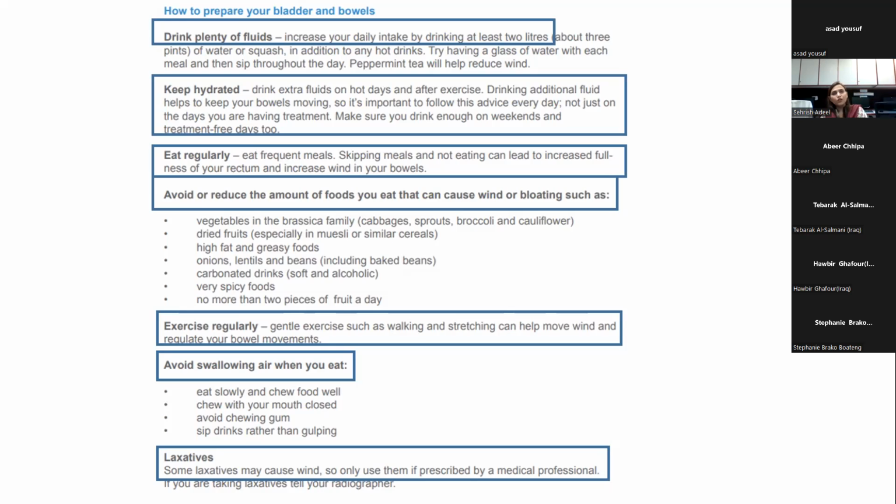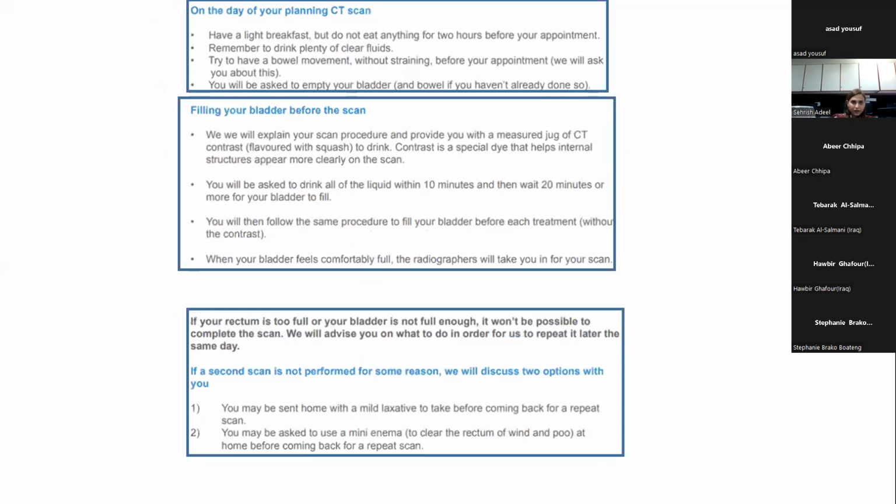And we advise them to do a regular walk, and some sort of exercise helps the intestine to mobilize and become more and more mobile, and to wind out the excess gases in the intestine. And we advise them to avoid swallowing air when they eat. If they are using some laxatives, we ask them to stop them, because those laxatives which are made up of sugars actually form gases in the intestine.